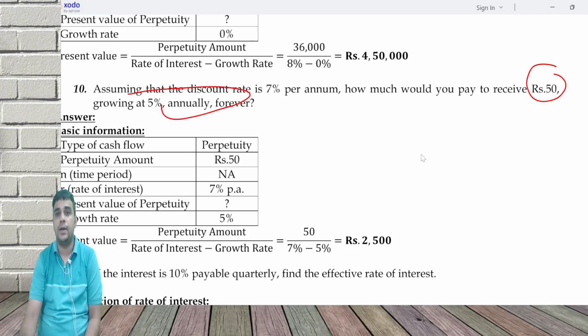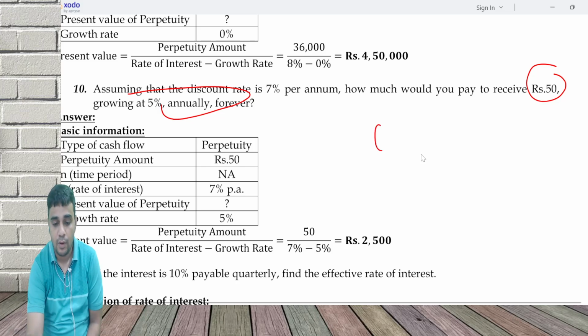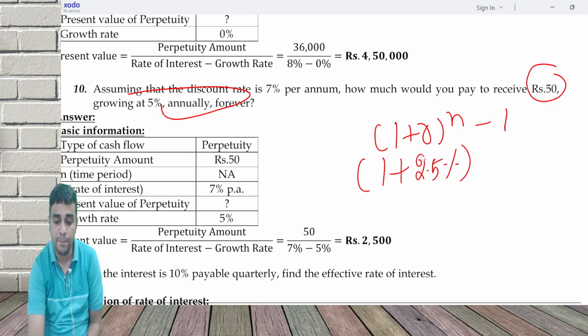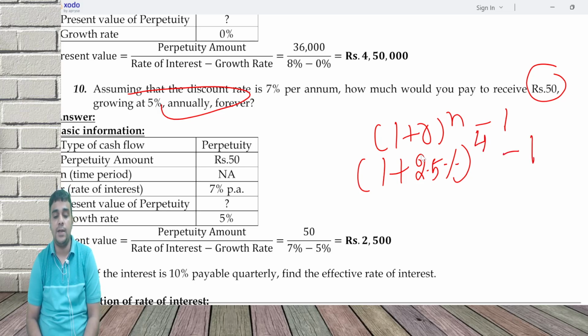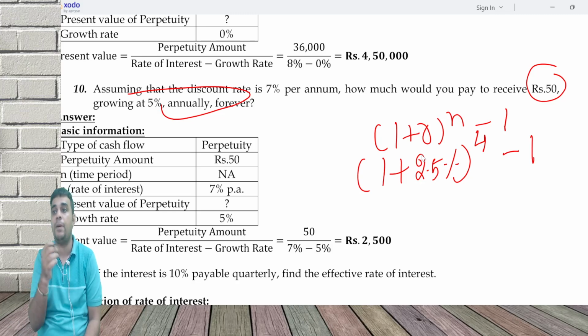What will be r you take here? 1 plus r whole power n minus 1. 1 plus what? 2.5% power what? Minus 1. 2.5% is 0.025. 1.025 power 4 is how much?